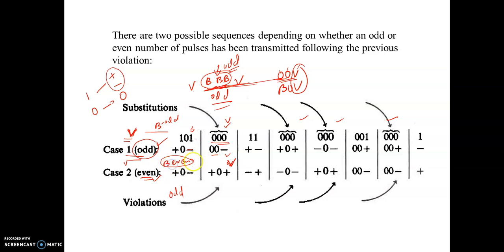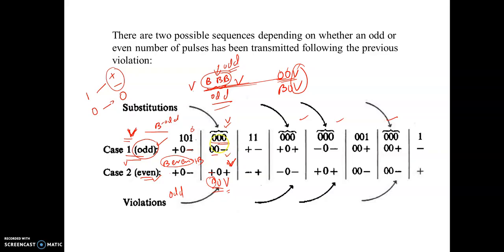So in order to make it odd, you have to add one more B. Okay, so that it will be odd. So you should replace it with B0V. That is, adding this B, your total number of B's in between two violations will be odd. Okay, so you substitute it with B0V. So what is B0V? B means it's a bipolar alteration. Previous one was negative, so it should be positive. Then 0, then violation. Previous one is positive, so violation means again it should be positive.